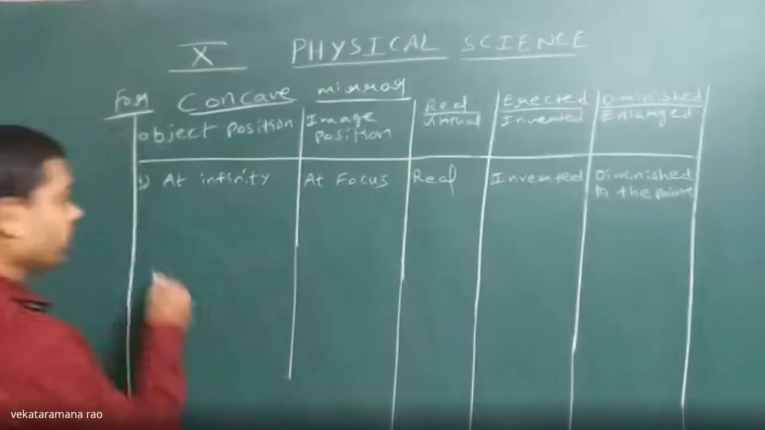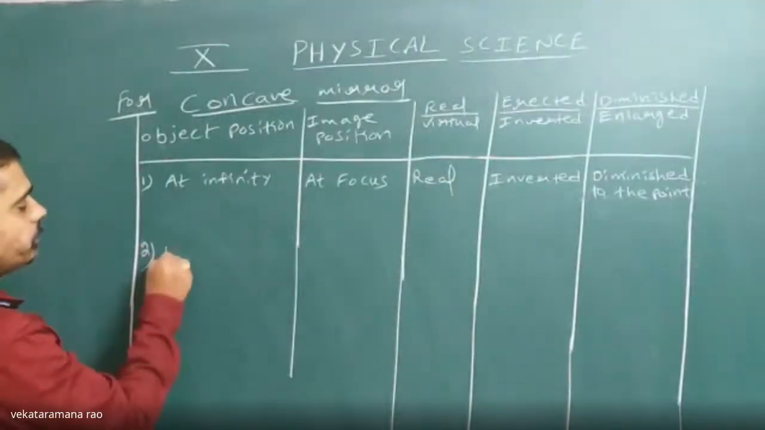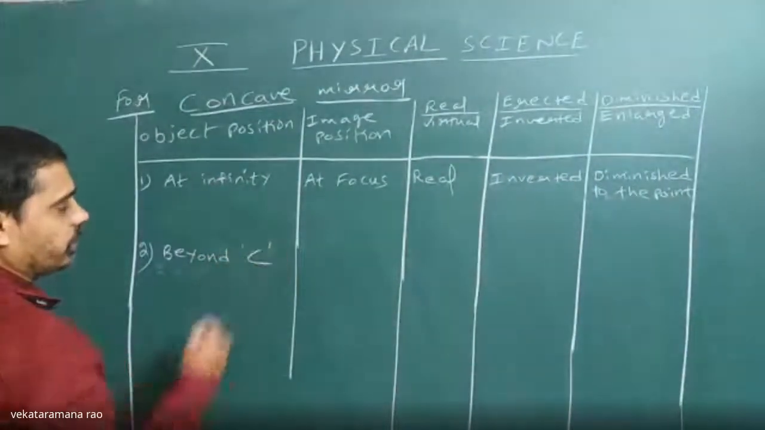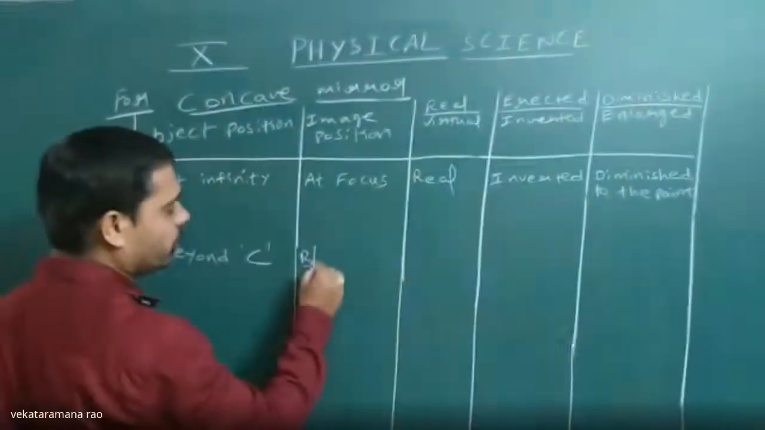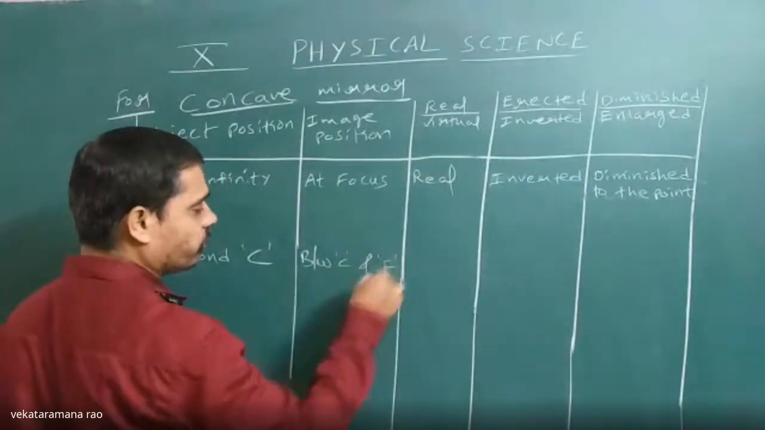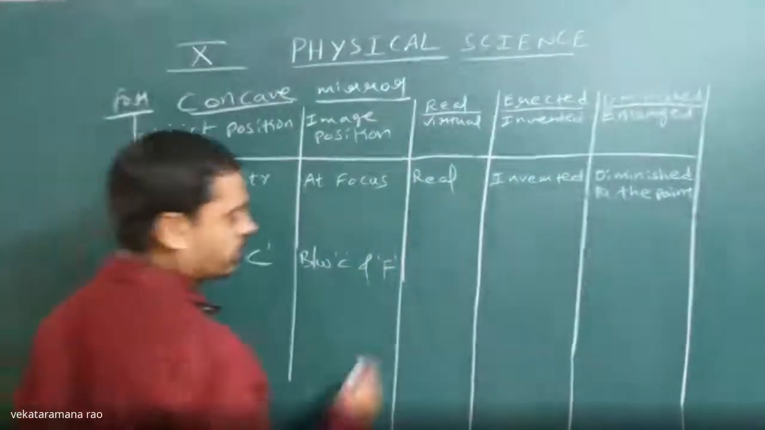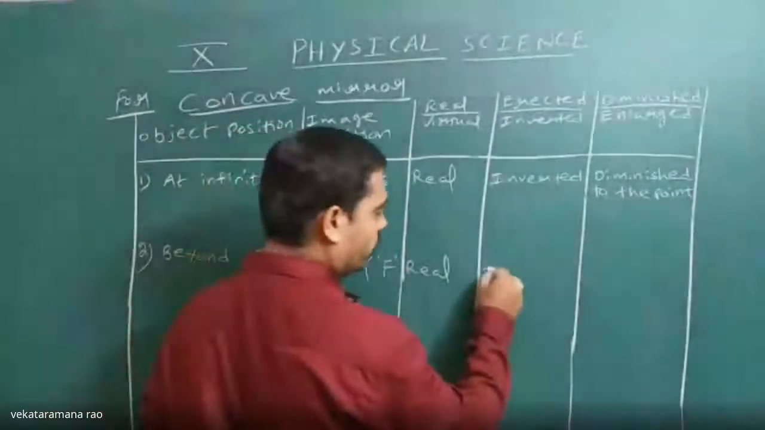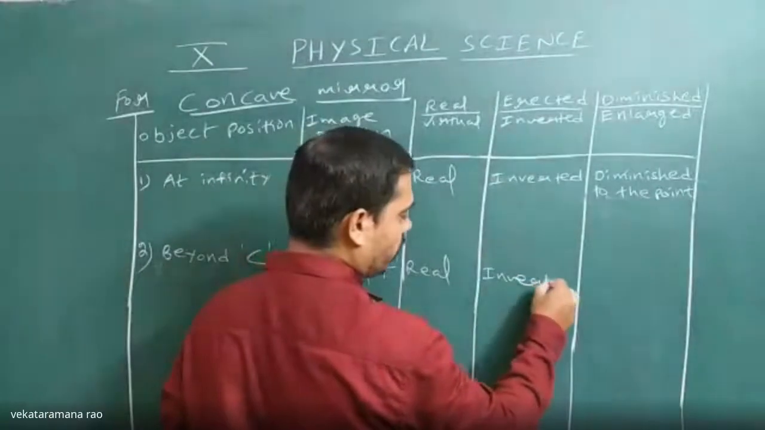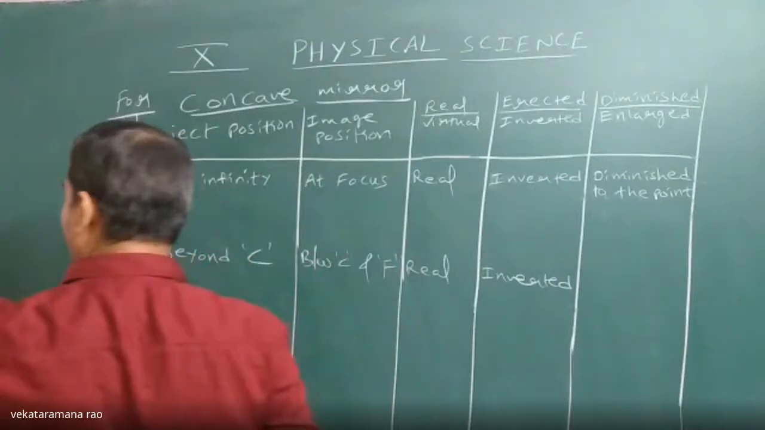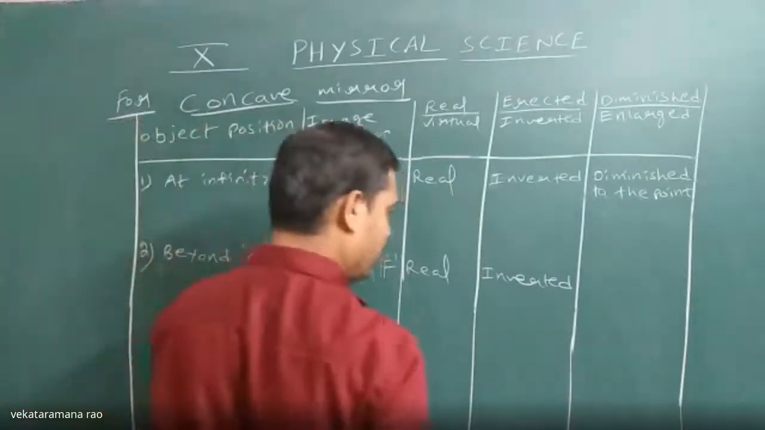Now, second position. Where do we place the object? Beyond C, the center of curvature. Now, where are we getting the image? Between C and F, between the center of curvature and focus. Is that a real image? Yes, it's a real image. Is that an inverted image? Yes, it's an inverted image. Is that diminished or enlarged? It's a diminished image.